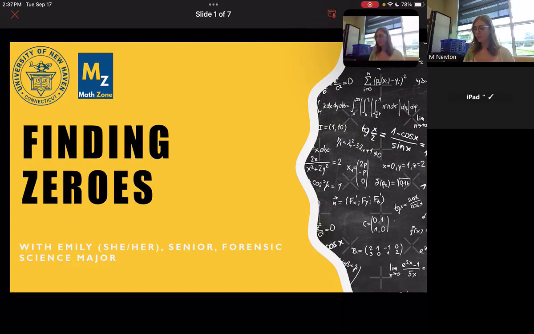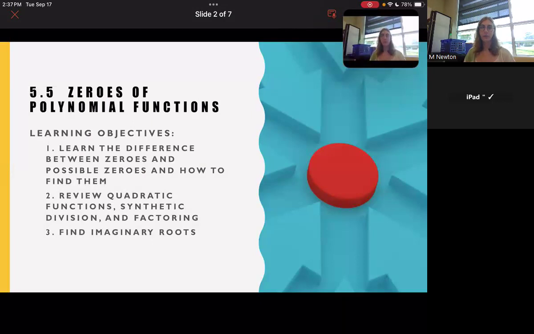First I'm going to go through a couple of learning objectives. By the end of this, you're going to be able to know the difference between zeros and possible zeros. You're going to review the quadratic function and synthetic division as well as factoring, and you're going to be able to find imaginary roots.